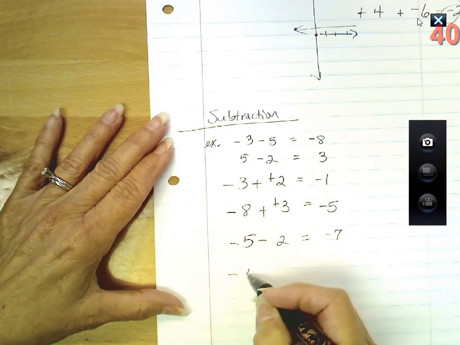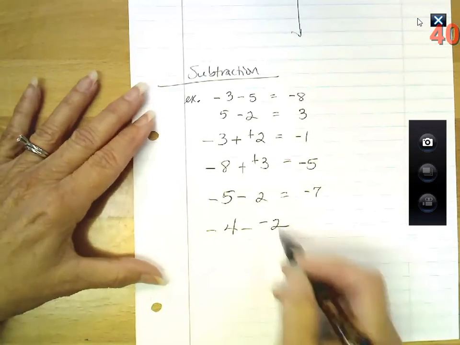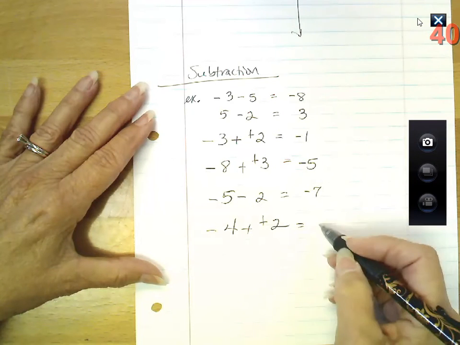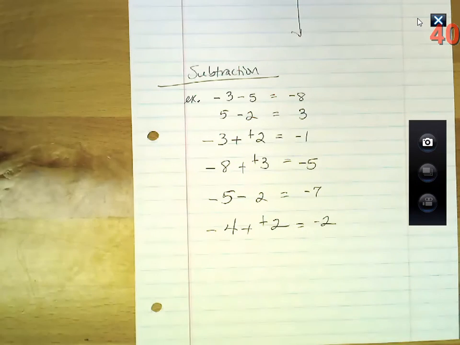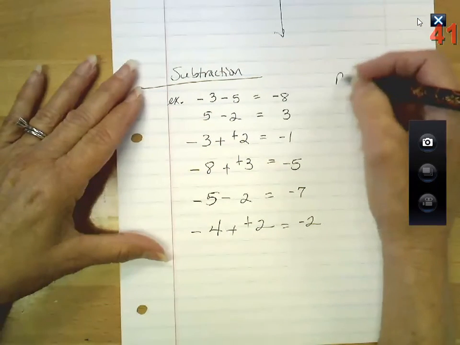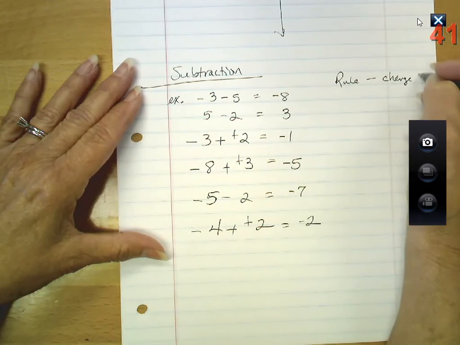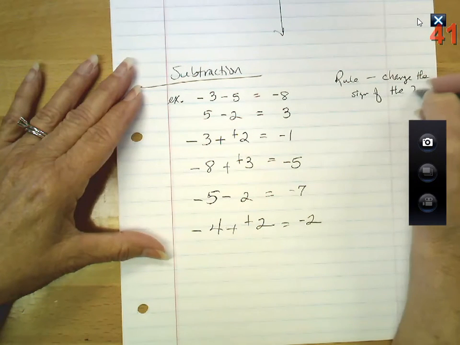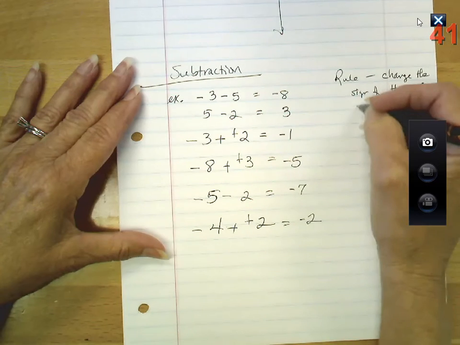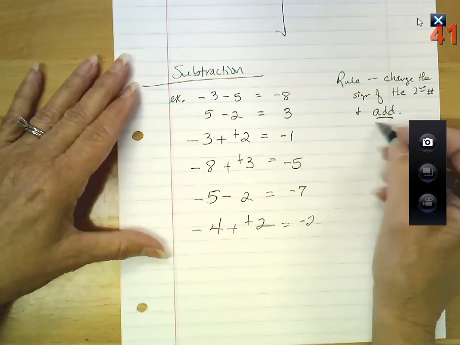A -4 minus a -2. Where are you now? -2. Okay, so hopefully you have figured out how to do this. Now, your rule on these things is to change the sign of the second number and add, or in other words, go back to your adding rules.